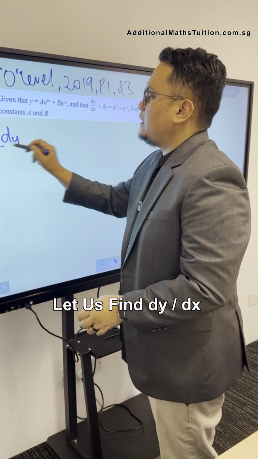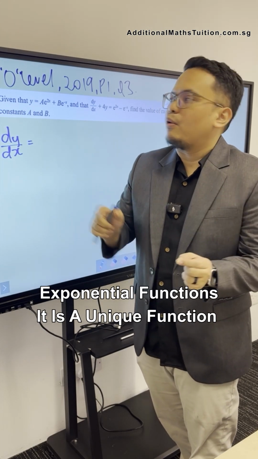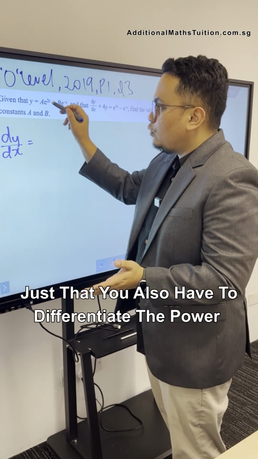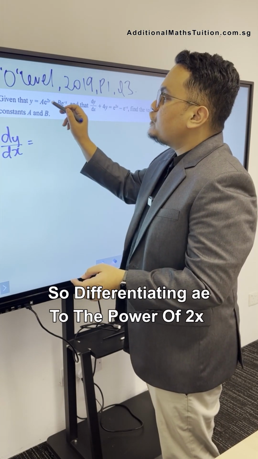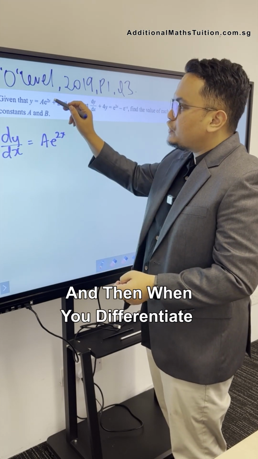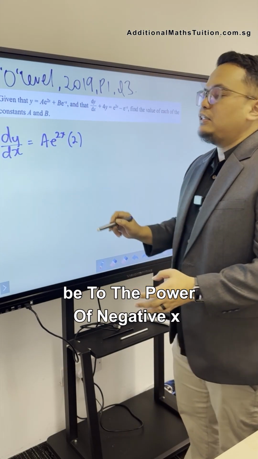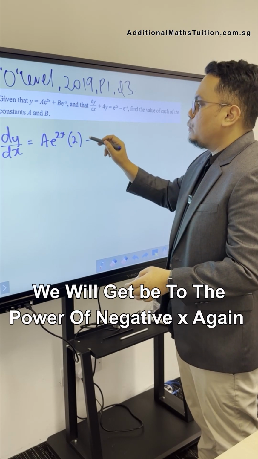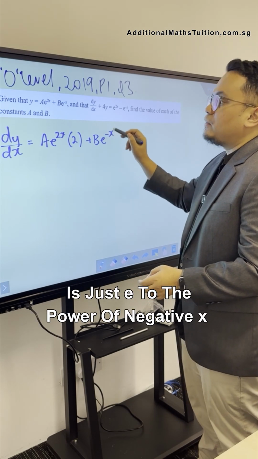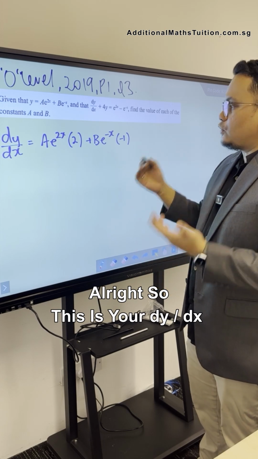Let's find dy dx. Now, we all know that when we differentiate exponential functions, this is a unique function, whereby when you differentiate exponential functions, you get that same function back, just that you also have to differentiate the power. So differentiating ae to the power of 2x, differentiating e will give you e, and then when you differentiate the power 2x, we do get a 2. Alright, now moving on to the next term, be to the power of negative x. Differentiating that, we will get be to the power of negative x. Again, differentiating e to the power of negative x is just e to the power of negative x. And then when we differentiate the power, you get a negative 1. Alright, so this is your dy dx.